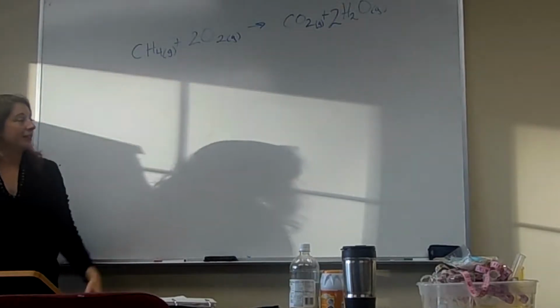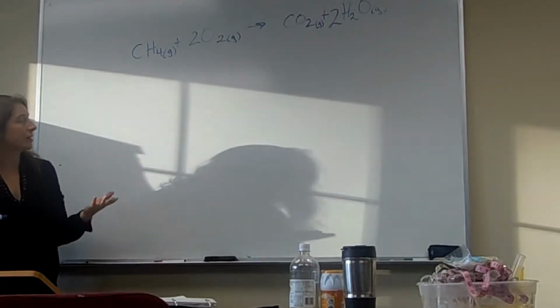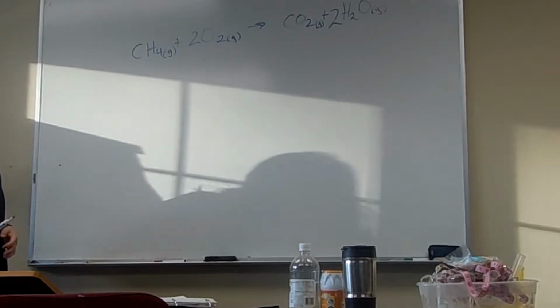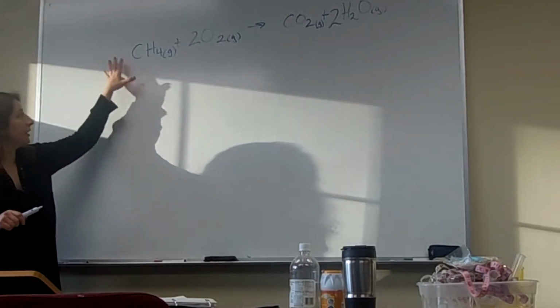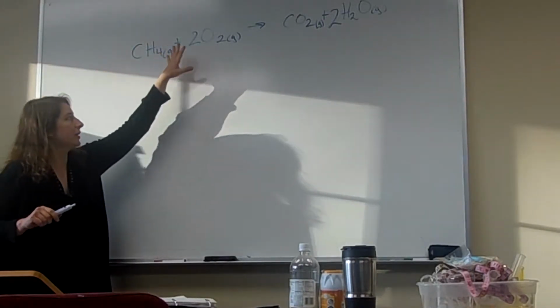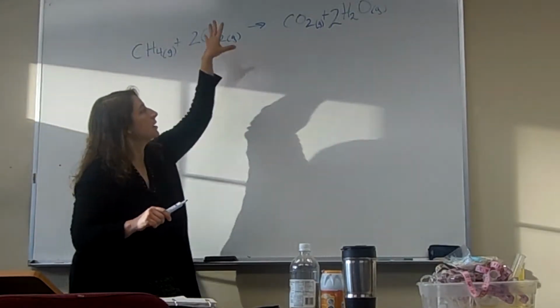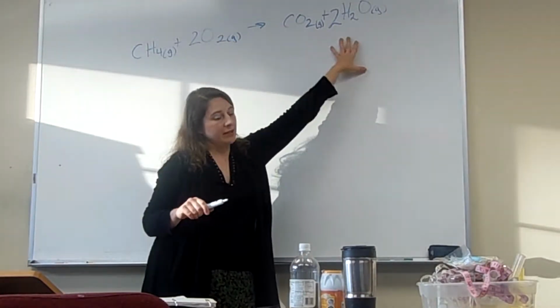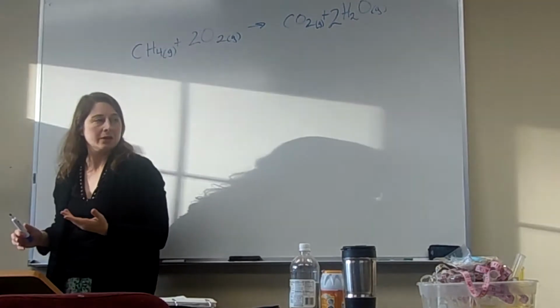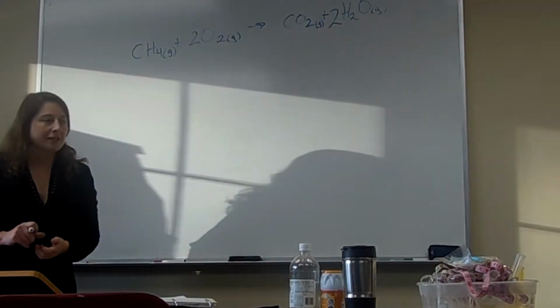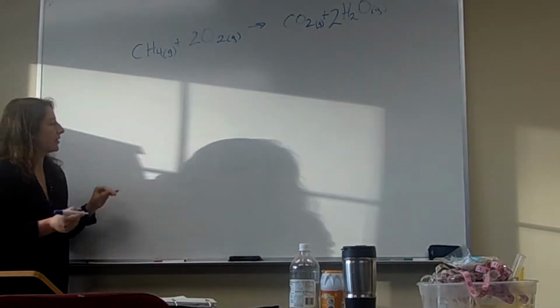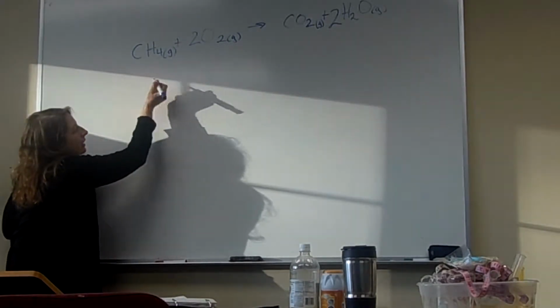But since everything in this equation is a gas, Gay-Lussac's law also applies. So I could just as easily say, I've got a liter of methane, I'll need 2 liters of oxygen to produce 1 liter of carbon dioxide and 2 liters of water vapor. So that applies. Now what if not everything is a gas?